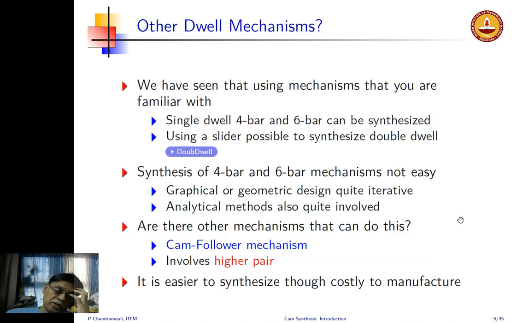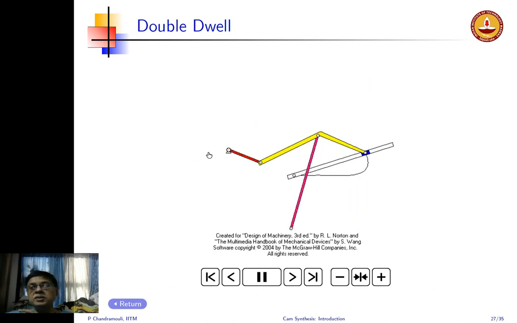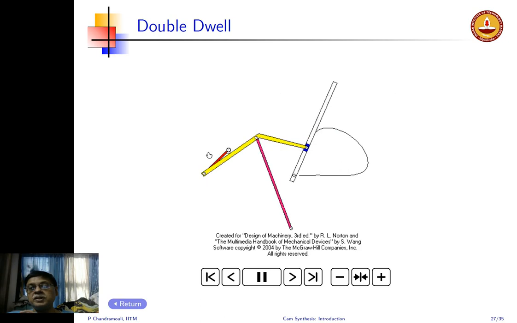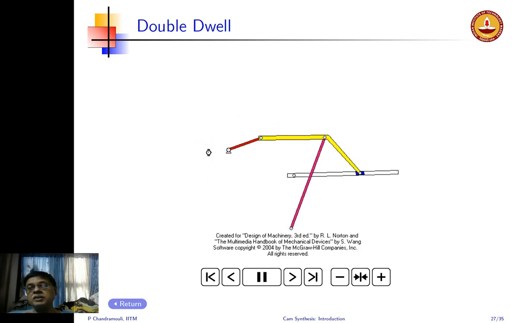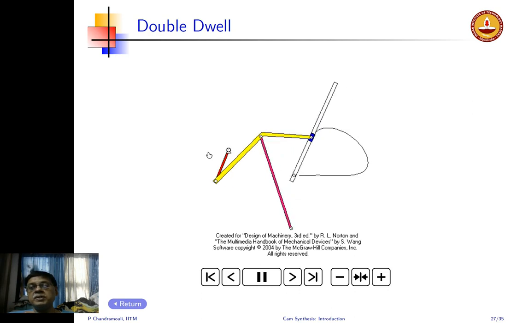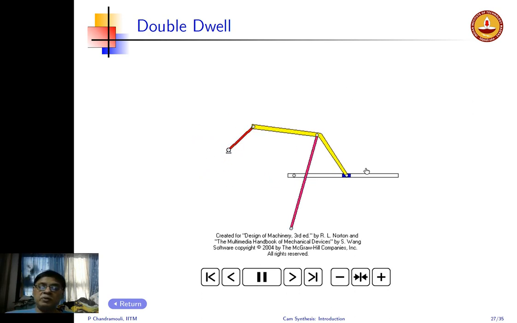You can also use sliders to do a double dwell mechanism, which has been done by Norton, and there is this example. So you can see that here. You can see the two curves: it remains stationary here, starts to move, and then remains stationary at the other extreme position. So this is another example of a double dwell mechanism.